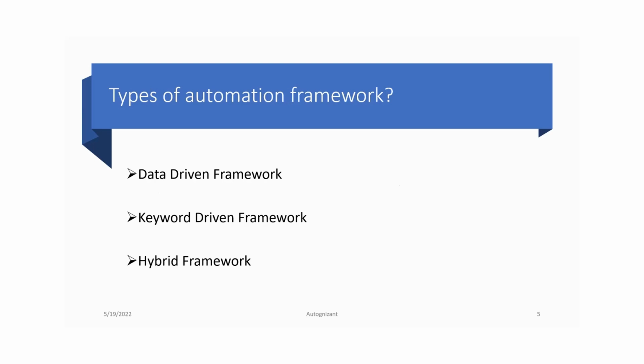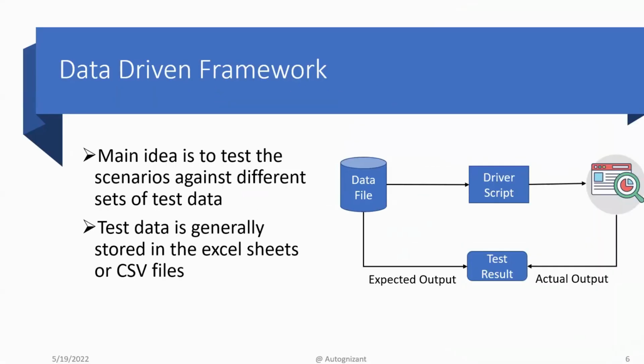What are the types of automation framework? So we have three major types of automation framework: data-driven framework, keyword-driven framework, and hybrid framework. Let's understand each one of them one by one. Let's understand data-driven framework first.